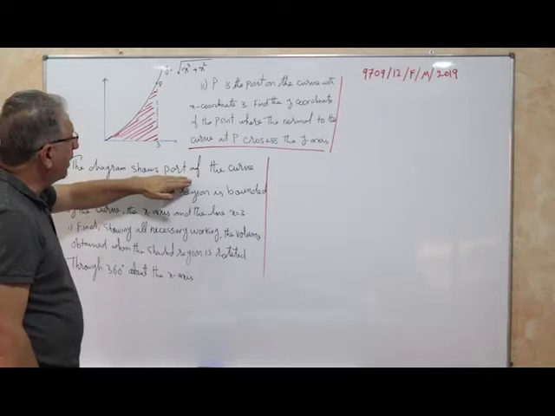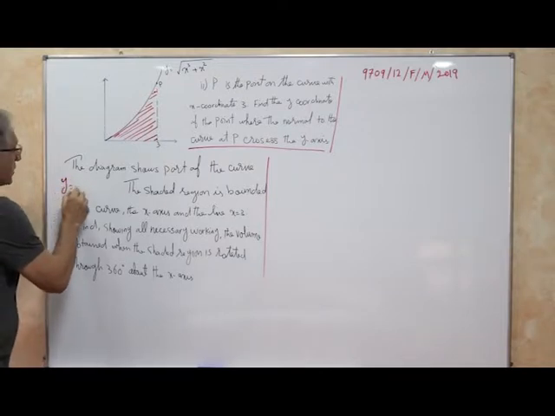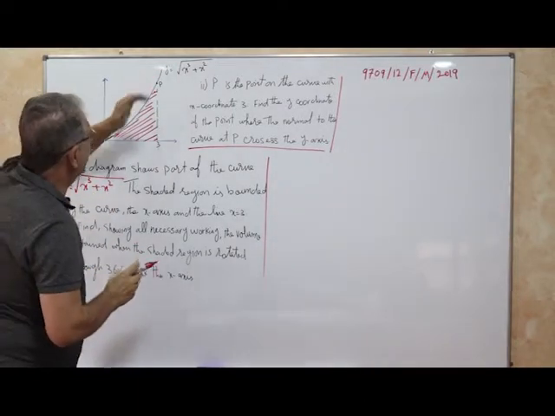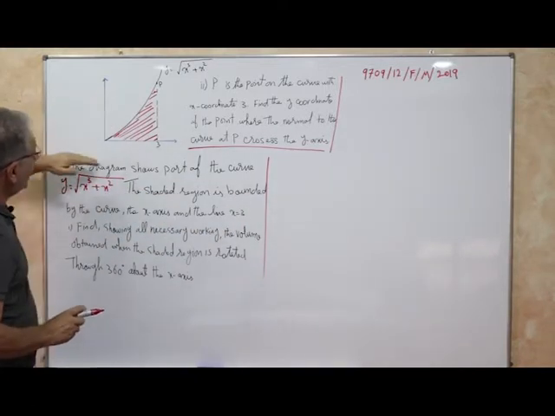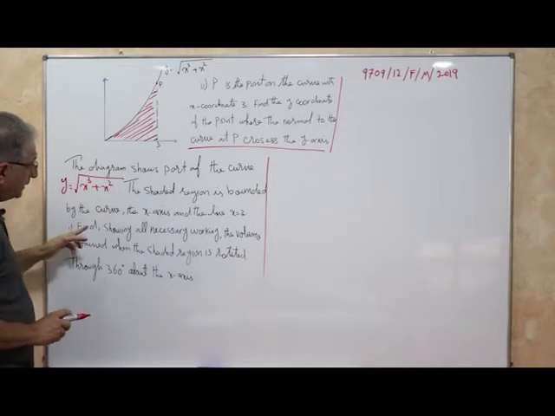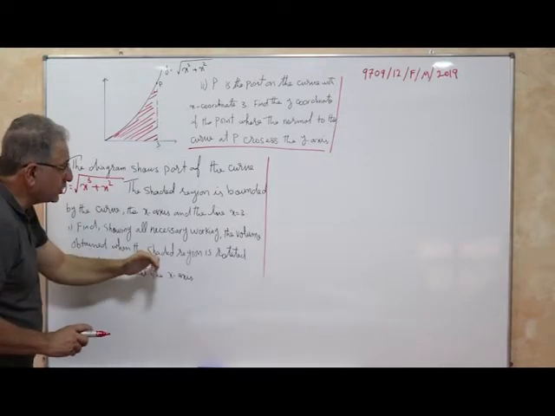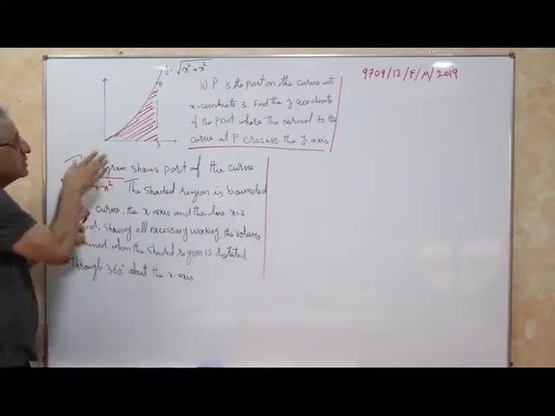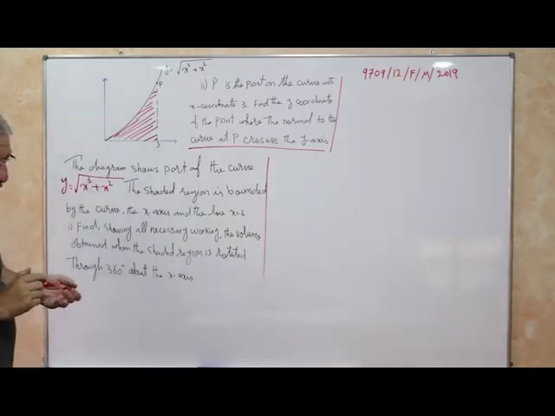The diagram shows part of the curve. Sorry, I didn't write the curve. The curve is y equals the square root of x cubed plus x squared. Therefore, this is the curve. Now, the shaded region is bounded by the curve, the x-axis, and the line x equals 3. Now, find, showing all necessary working, the volume obtained when the shaded region is rotated through 360 degrees about the x-axis. Therefore, this shaded region has been rotated and we are getting a 3D shape. We are going to find the volume of that.